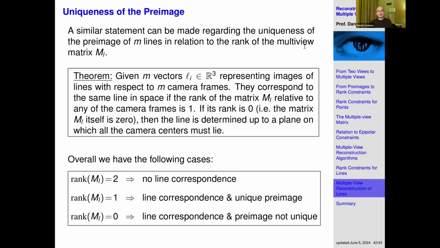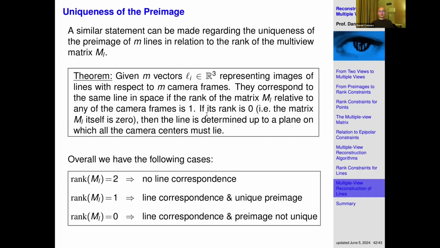So to summarize, we have much the same as in the case of points. We have that in the case of lines. This is the section on multi-view reconstruction of lines observed in M images. We can see that if we observe a line in M images, and this line is associated with these vectors Li that are normal to the pre-image and normal to these lines in each image, then they correspond to the same line in space if the rank of the matrix ML relative to any of the camera frames is 1.